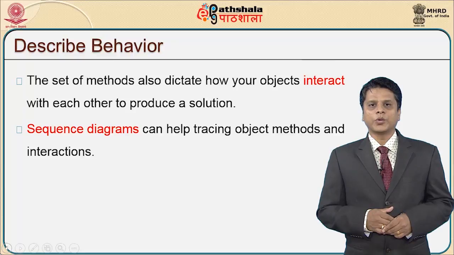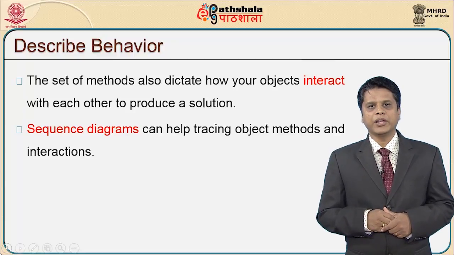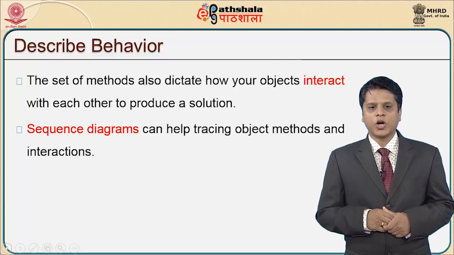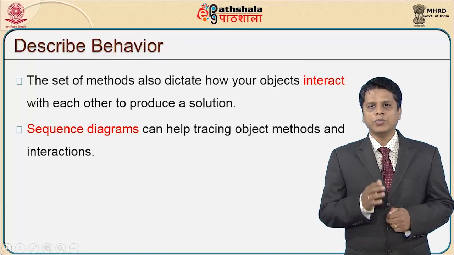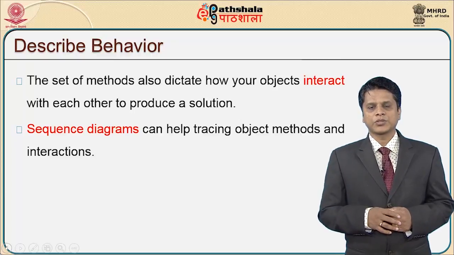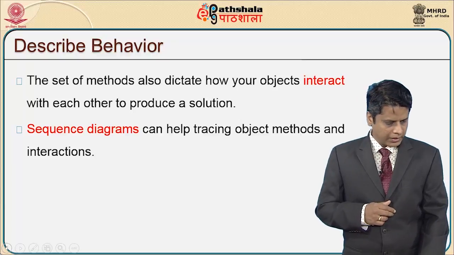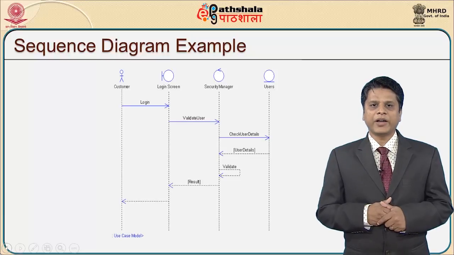To define the exact behavior of this design, we draw sequence diagrams, which can help in tracing object methods and interactions. So between the functionalities defined, how each and every functionality interacts with the others can be tracked by drawing sequence diagrams. Consider this example. This is how we may define a sequence diagram.